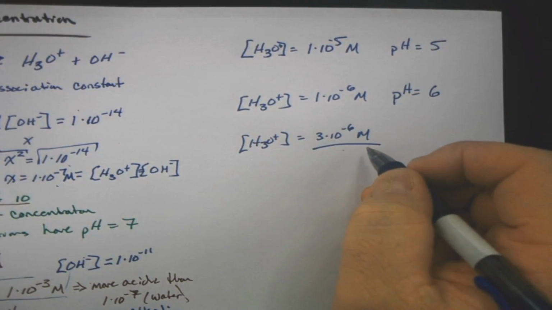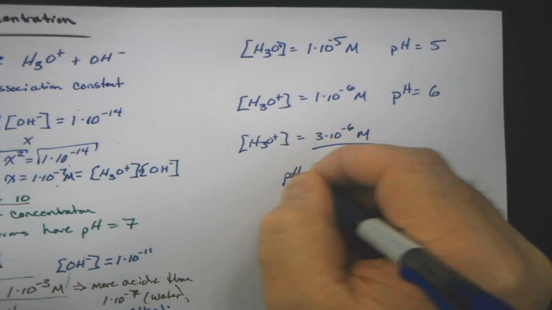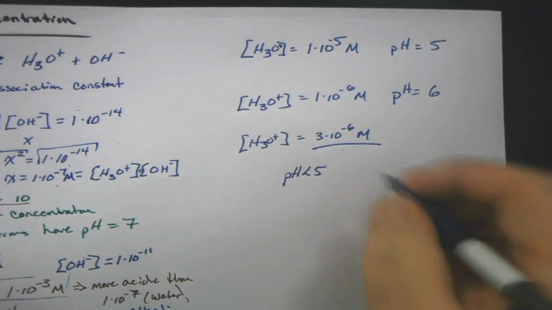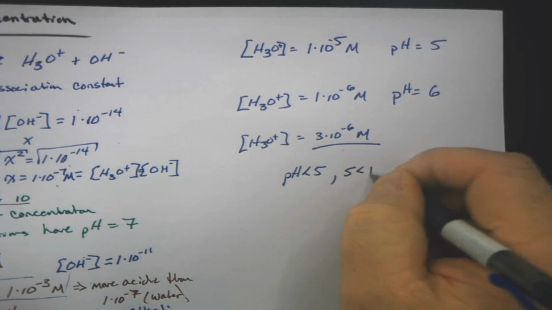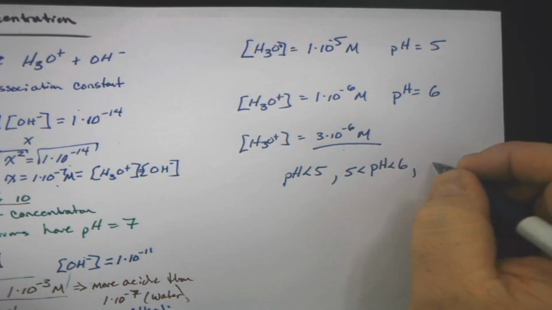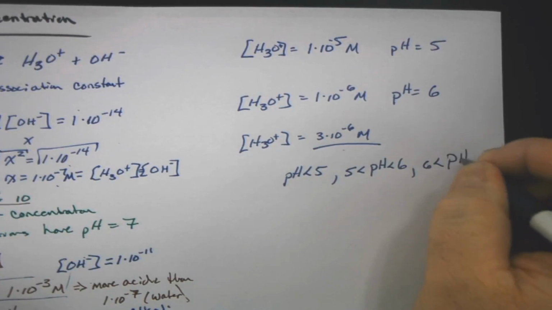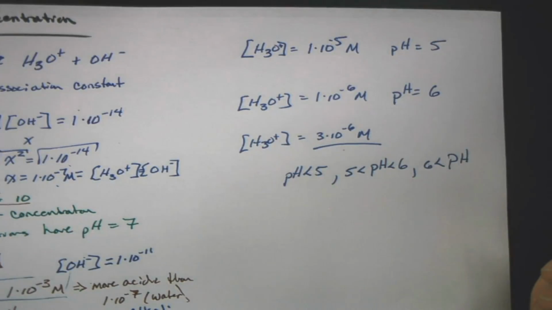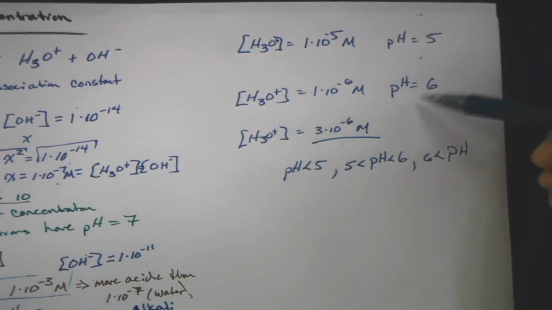Is this going to have a pH less than 5? Between 5 and 6? Or greater than 6? This number here is going to have a pH. Where is it going to fit in there?